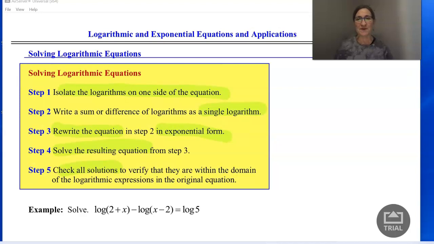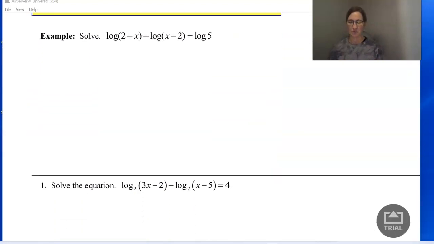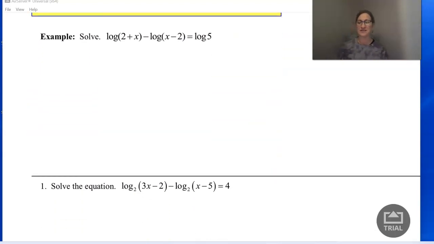So remember that for a log, the domain has to be positive, greater than 0. Okay, it can't be 0, can't be negative. So that means that the argument, when you plug in the value you got for your variable, has to give you a positive result. All right, so let's look at how this works. Here's our first example.